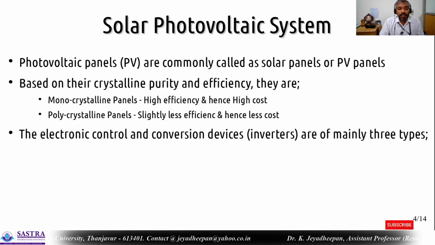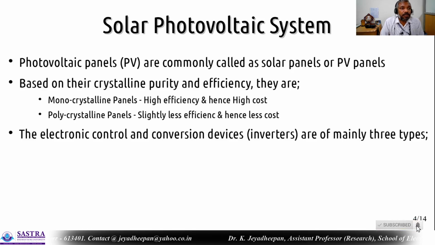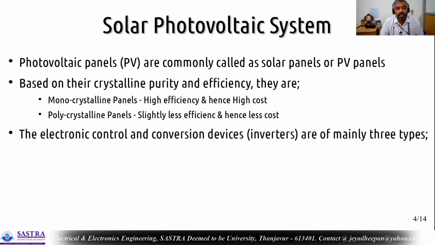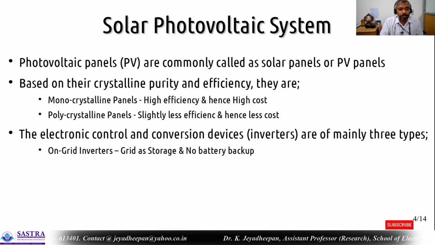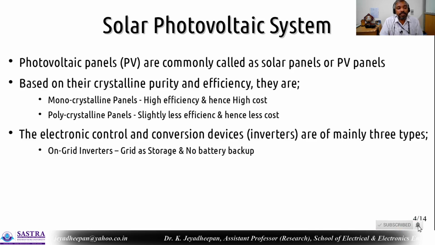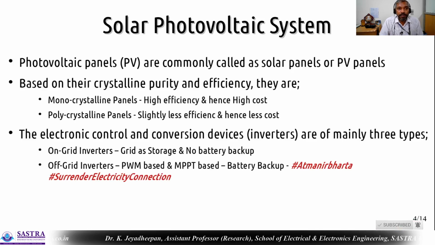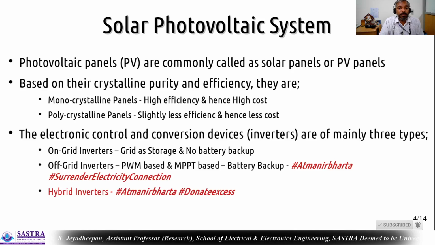And the electronic control and conversion devices, mainly the inverters, right? Sometimes we don't need to have an inverter. Sometimes if you are going to directly use the DC itself, you need to have a charging controller. So generally we can call that electronic control and conversion devices, right? Those conversion devices are mainly of three types: one is on-grid inverters, another one is off-grid inverters, and another one is hybrid inverters, right?